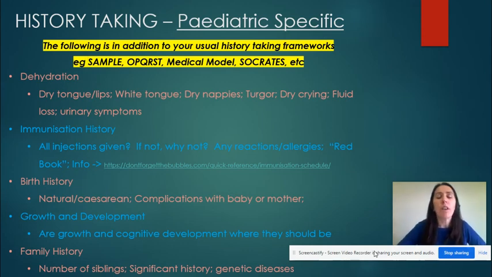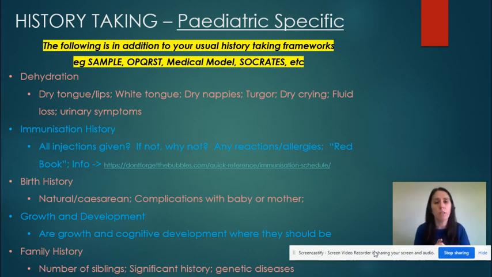Next, oh sorry, I forgot, dehydration. With little small babies, the fontanelle in their head can become depressed. That changes, that grows after about 3 or 4 months, so you'll only see it on tiny babies, a sunken fontanelle. Next is immunization history.